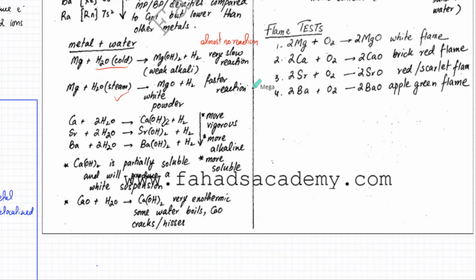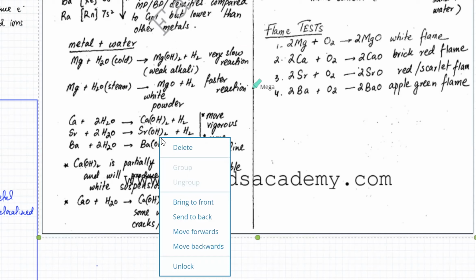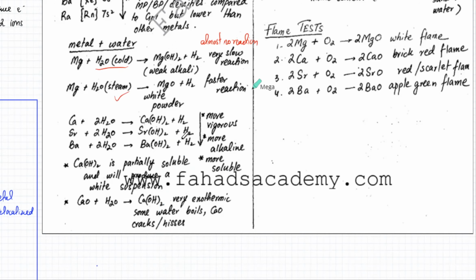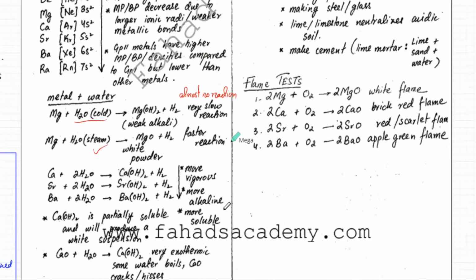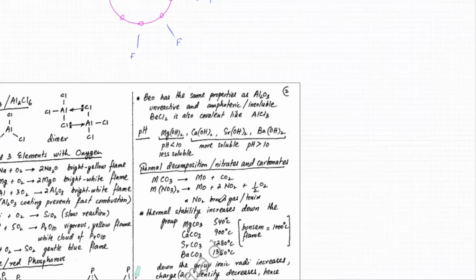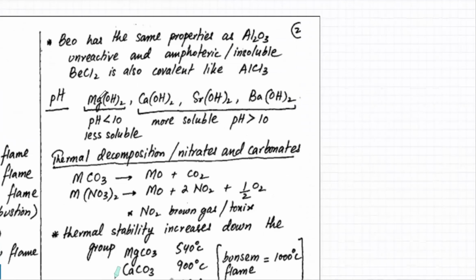And the solubility of the hydroxides also increases. Magnesium hydroxide is not very soluble, but calcium hydroxide is more soluble. Strontium hydroxide and barium hydroxide are even more soluble. So they become more and more alkaline as well. So that's about this, and this is about the oxide. The last three are more soluble, so you've got a greater pH. Mg(OH)2 is not very soluble, so the pH is less than 10, around 8 to 10. The pH of magnesium hydroxide is very low.